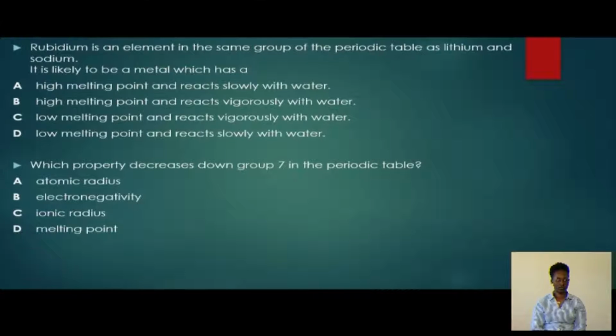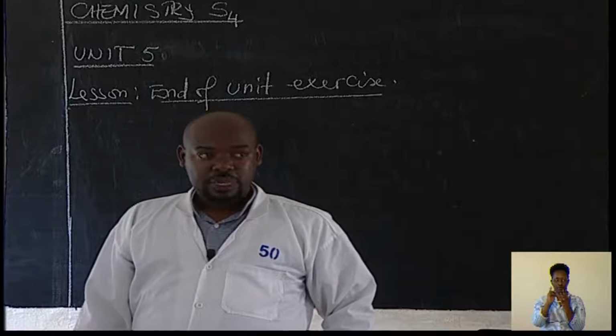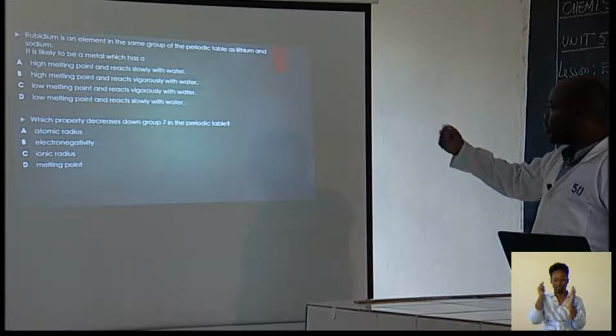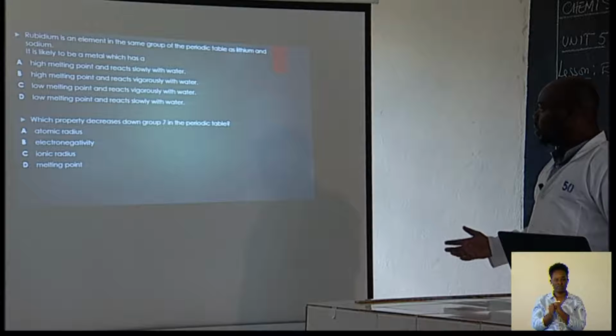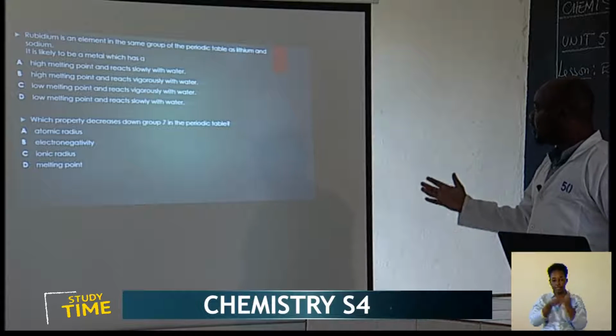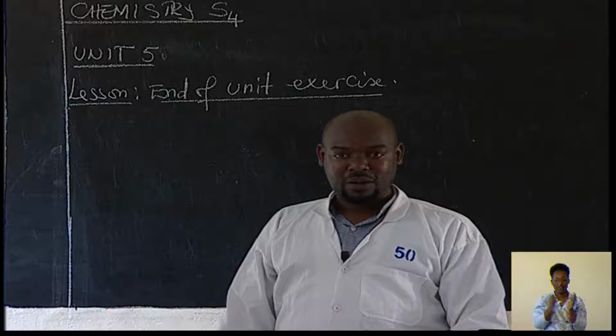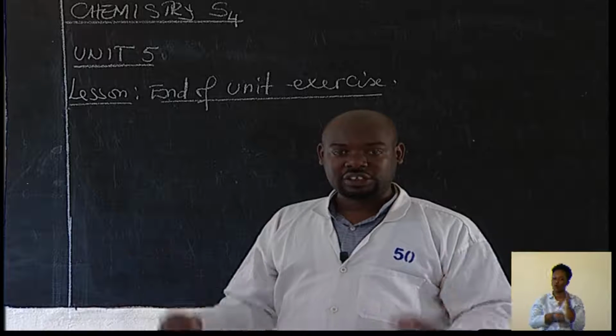Rubidium is an element in the same group of the periodic table as lithium and sodium. So it is likely to be a metal which has, suggestion A, high melting point and reacts slowly with water. B, high melting point and reacts vigorously with water. C, low melting point and reacts vigorously with water. D, low melting point and reacts slowly with water. What do you think? Choose the right answer.